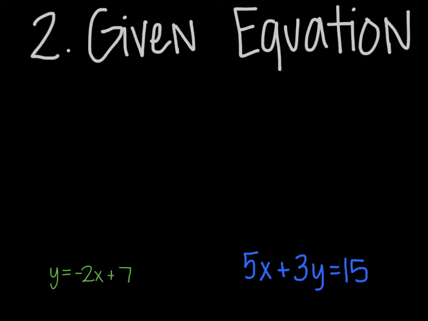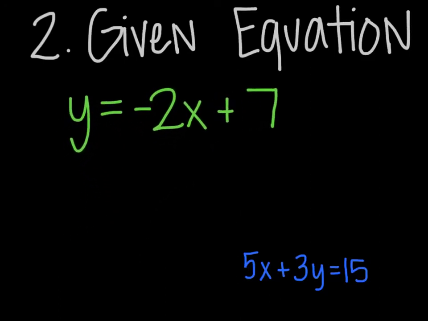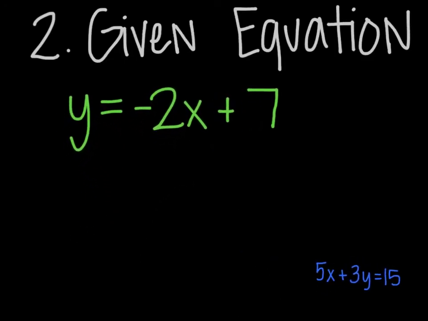The next part of this is given an equation, finding slope from that. So we have two problems that we're going to do together. First one is y equals negative 2x plus 7. What you're going to do actually is just make a table. And we're going to have x and y values. And you can pick whatever x values you want. I like to keep it simple. So I like to use like negative 1, 0, 1, things like that.